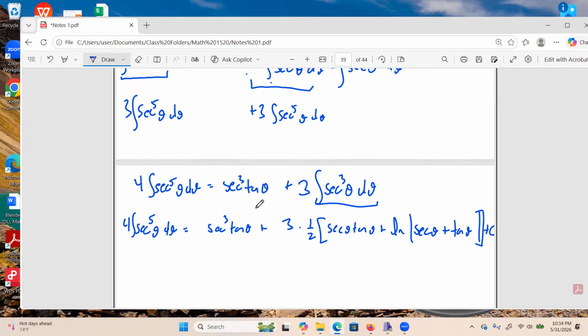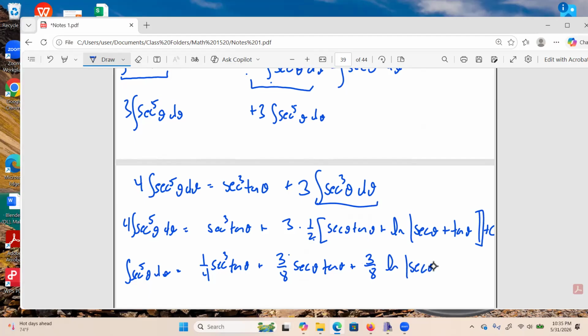Okay, let's see here, that previous problem, right? So we can go ahead and shift this guy off. Let's go ahead and write this down. So we have the integral of secant to the fifth theta d theta is equal to 1/4 secant cubed tangent theta plus 4 times 2 is going to be 8. So I'm going to have 3/8 secant theta tangent theta plus 3/8 ln of secant theta plus tangent theta. Okay, all of this plus c. That got rid of my 4 that was on the other side. We just have this piece here.